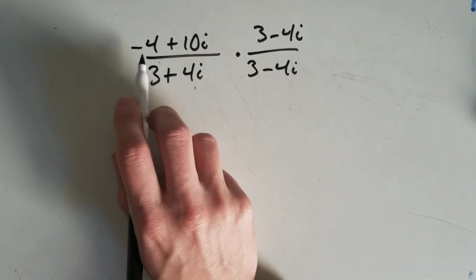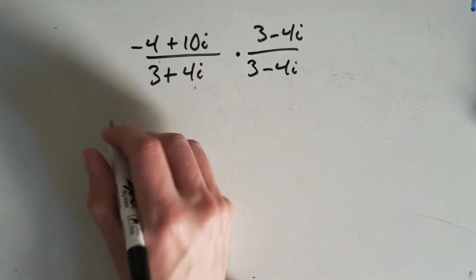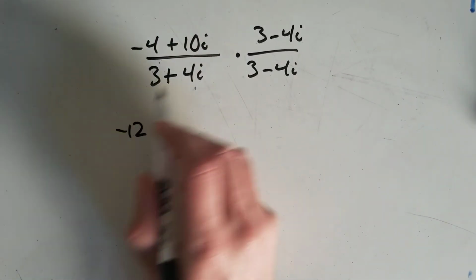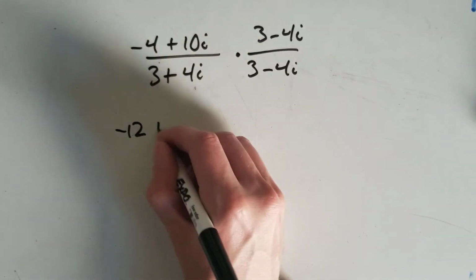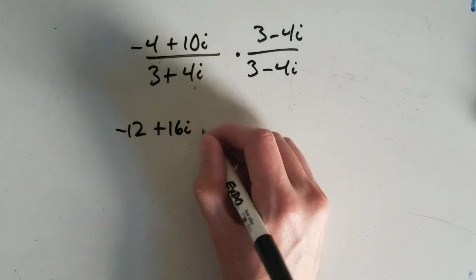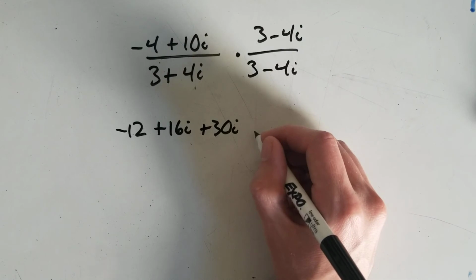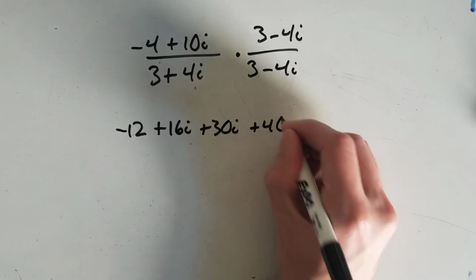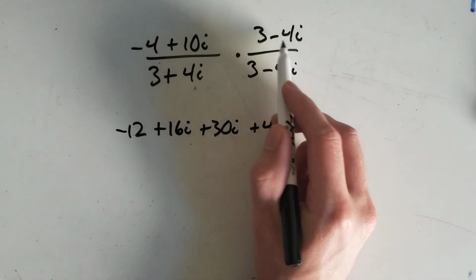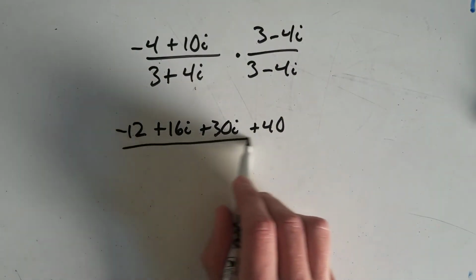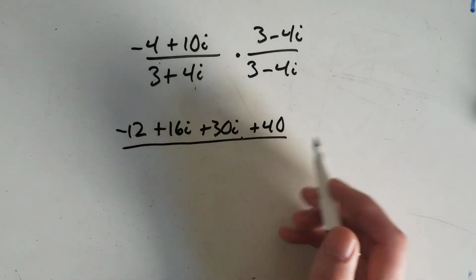Let's go ahead, on top you're going to have negative 12. And let's see, negative 12 plus 16i plus 30i. And then you'll end up with, at the last term, a plus 40. You'll have negative 40 times i squared, which is negative 40 times negative 1, so plus 40.